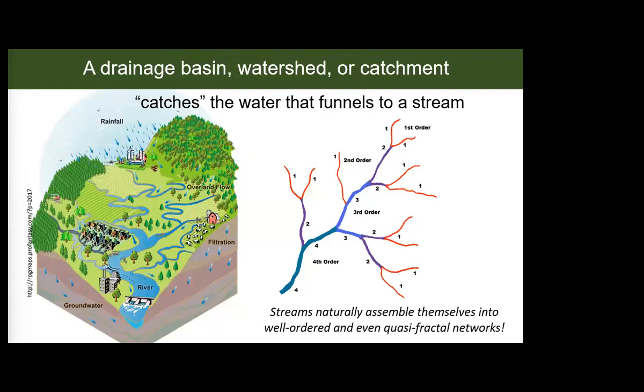So we also use the term catchment because it's catching the water that falls from the sky. And we have different ways of organizing these stream catchments based on order of magnitude of the stream channel itself.